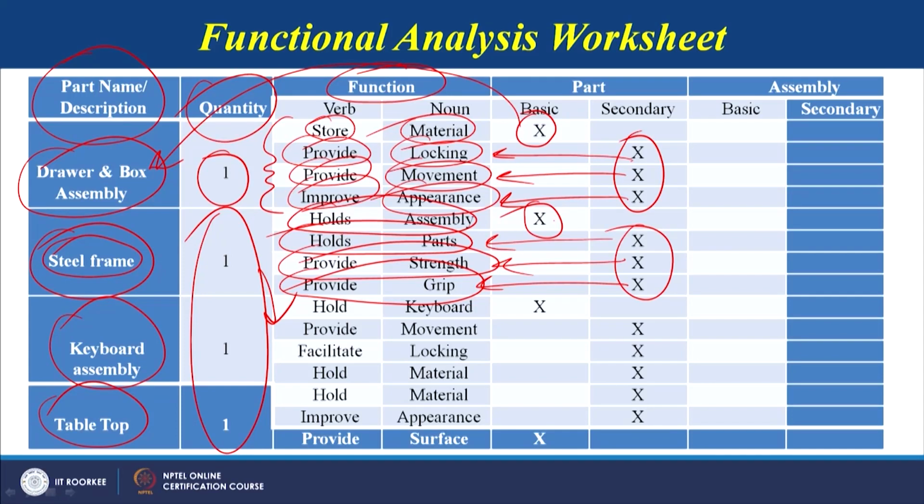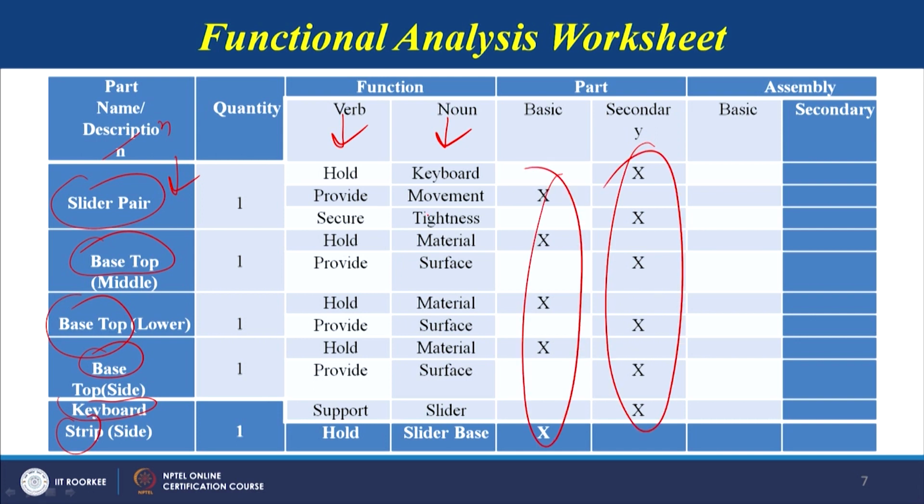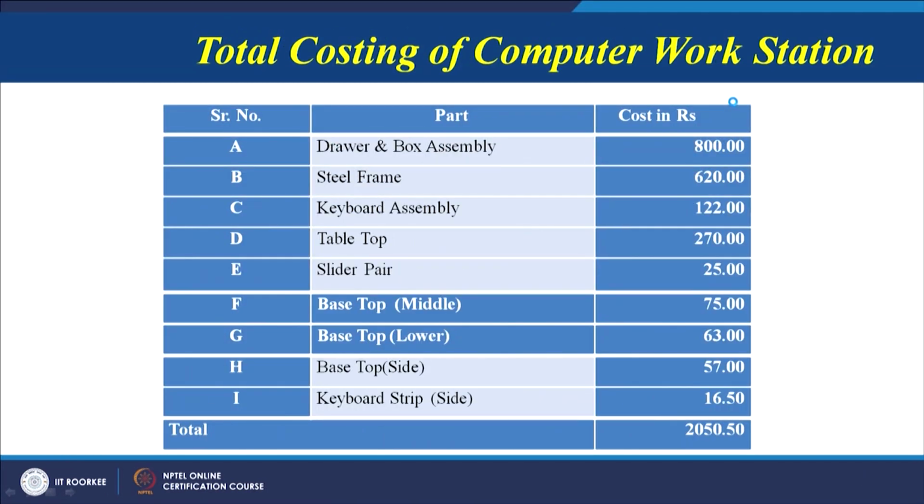So, we can very easily now see for each and every element what the quantity is, what the function is, and whether the function is basic or secondary. Here we can see the other parts also, the verb and noun definition for each and every part or element and whether it is basic or secondary. So, this is secondary and this is basic. Now, let us see the total cost.